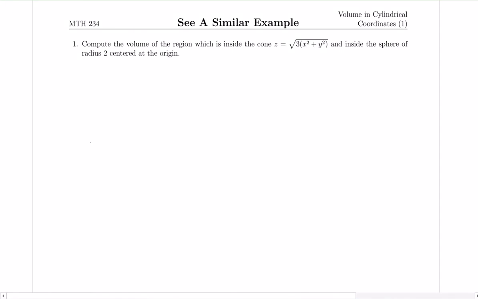In this video, we'll compute the volume of a region in cylindrical coordinates. So the region we're given is inside a sphere of radius 2, and also inside a cone with the given equation. So the region looks something like this shaded part right here.